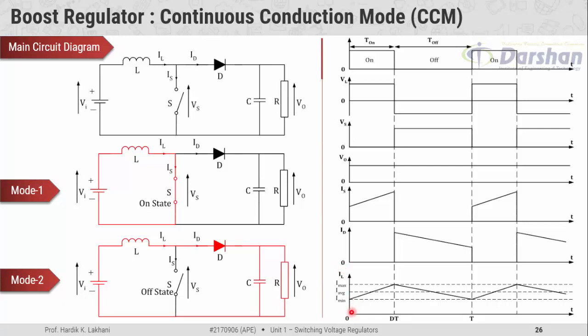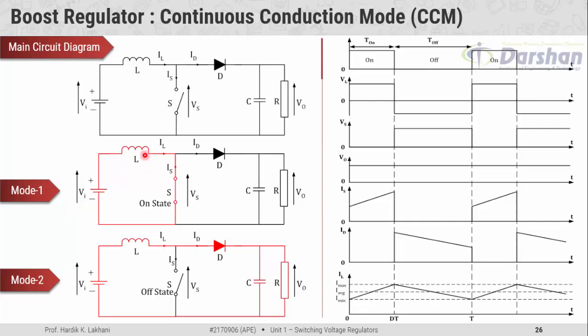At the instant t is equal to 0, when the switch is turned on, the mode 1 operation of the boost regulator in continuous conduction mode begins. As the switch becomes on, the inductor gets connected to the supply. The left side terminal of the inductor becomes positive and the right side terminal becomes negative. Hence, diode comes into the reverse bias condition, so it remains in the off state condition. So this portion is inactive during the mode 1 operation.